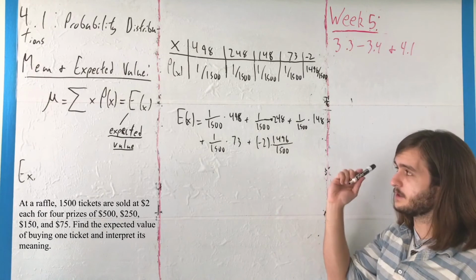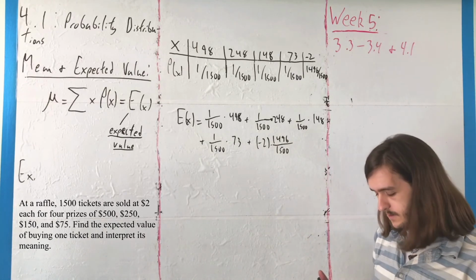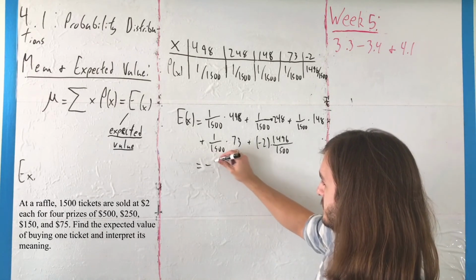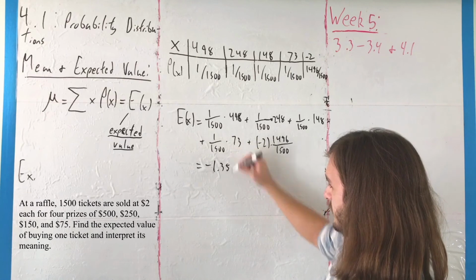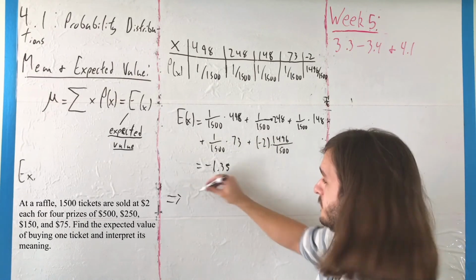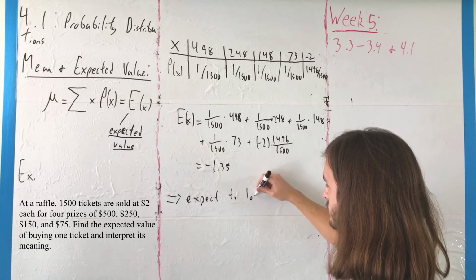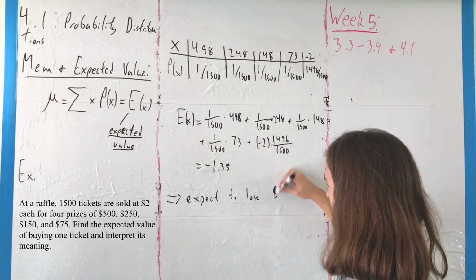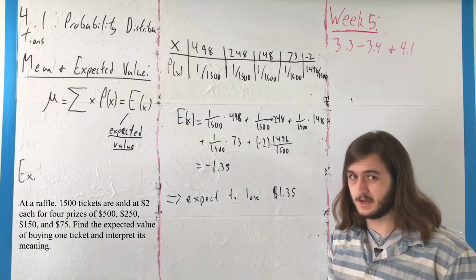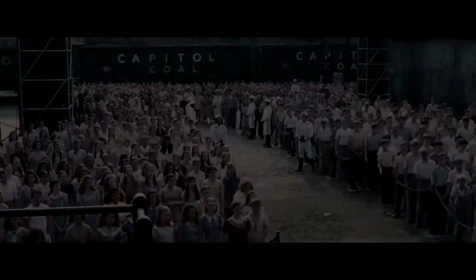Point is, take all this, multiply those numbers together, add them up, or make your calculator do all the work for you, and what you'll end up with is an expected value of -1.35. That is, if you enter the raffle, you should expect to lose $1.35. It's not guaranteed, but that's probably what's going to happen. May the odds be ever in your favor.